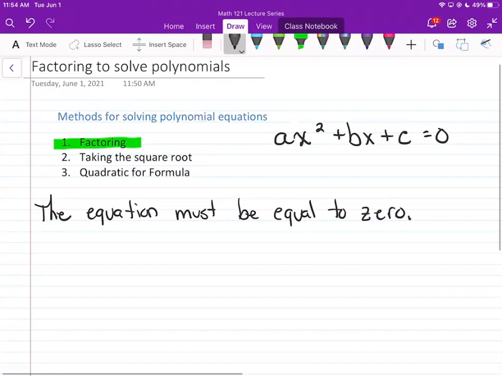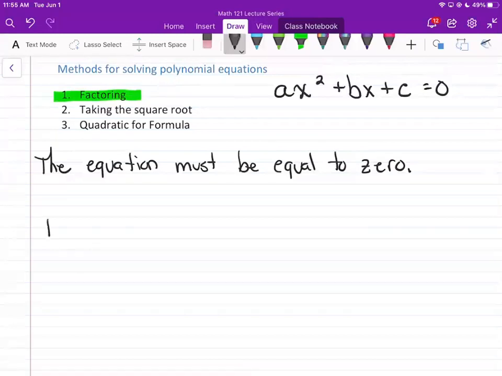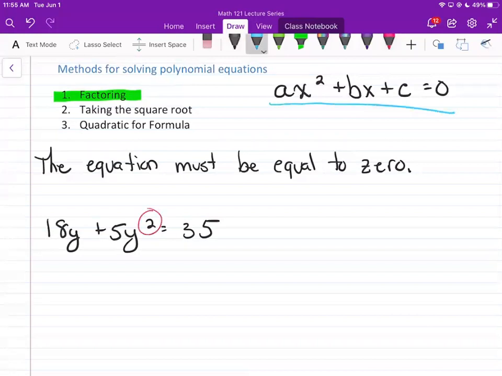If you don't remember how to factor, I recommend you go back to that video, but let's do an example of solving a polynomial using factoring. Suppose we have something like this. We can recognize it's a quadratic equation because of the squared term, but the first thing we have to do is get it in this order. So I'm going to rewrite this as 5y squared plus 18y, and to get the 35 to the other side, I end up with minus 35.